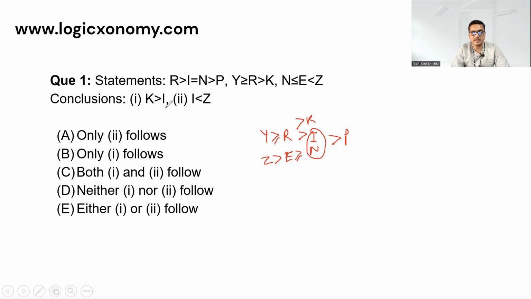Conclusion 1, K is greater than I. Here we cannot establish any relation between K and I because both are in different streams. Here first stream is Y R K and second is Y R I P. So first one is cancelled out. Now Z is greater than I. This is correct one because Z is greater than E is greater than or equal to N and N is equal to I. So only option 2 follows. Option A is correct.